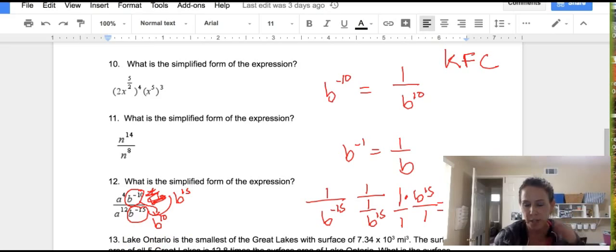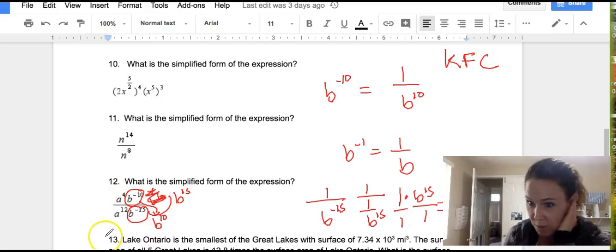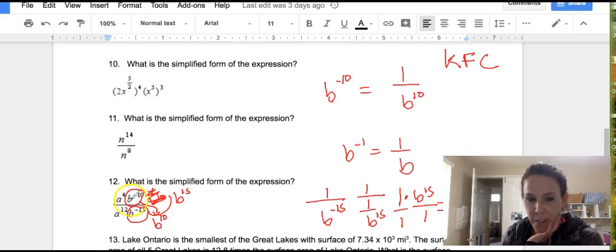So here's what I do whenever I have negative exponents with fractions. If the negative exponent is on the top, I bring it to the bottom and make it a positive exponent. If the negative exponent is on the bottom, I bring it to the top and make it a positive exponent. So really you just have to flip it to the bottom or flip it to the top to get it to be positive.